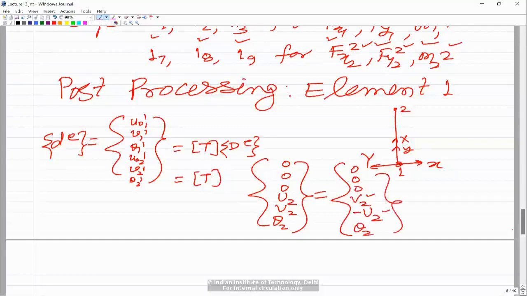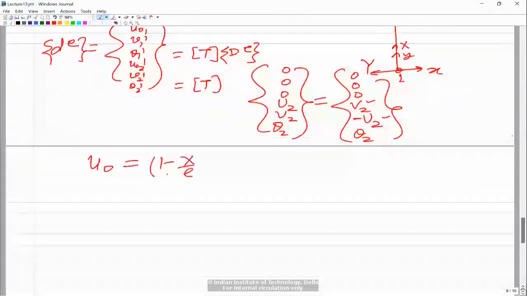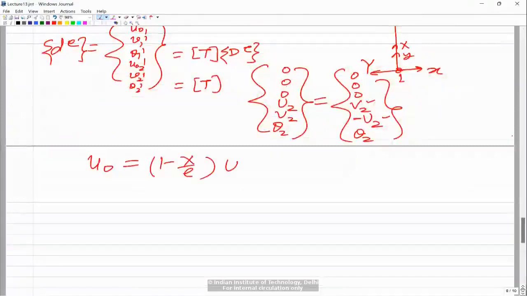Now we need to interpolate u naught and v both. As you know, u naught is nothing but 1 minus x by L, the interpolation function, into u naught 1 for the element 1. So now E is 1, so element number 1.